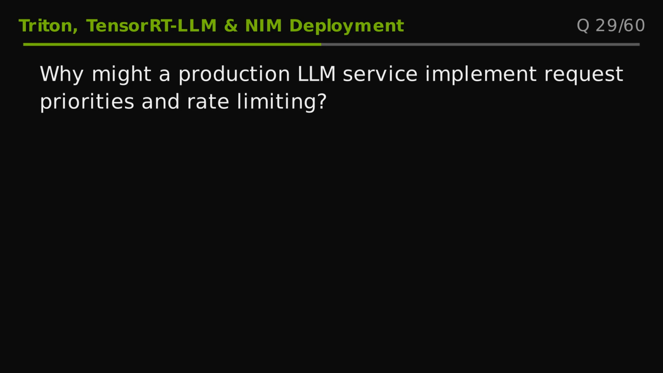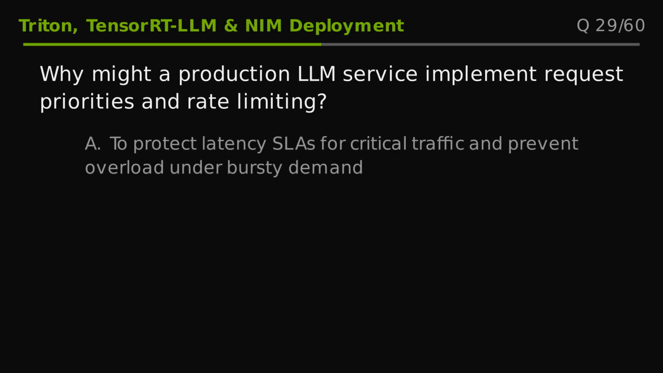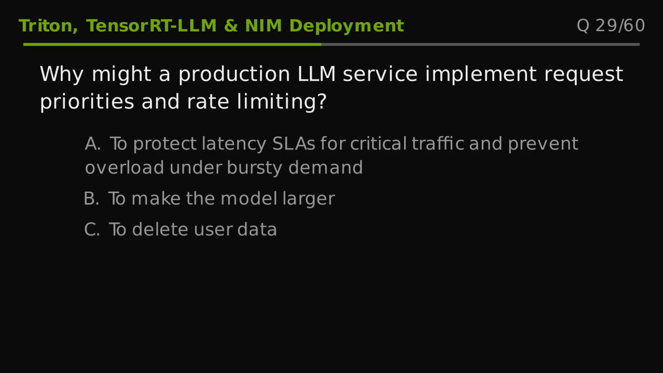Question 29. Why might a production LLM service implement request priorities and rate limiting? Option A. To protect latency budgets for critical traffic and prevent overload under bursty demand. Option B. To make the model larger. Option C. To delete user data. Option D. To disable batching permanently.